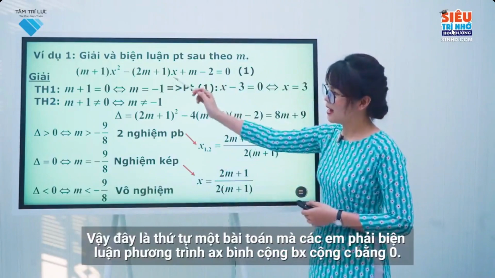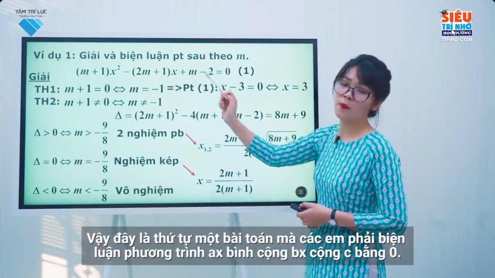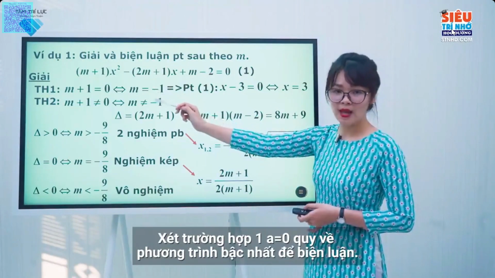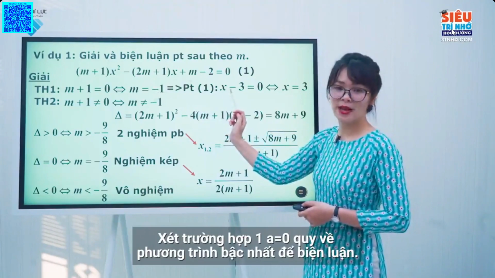So here are steps to discuss the equation ax squared plus bx plus c equals 0. Case 1, a equals 0, convert to a linear equation to discuss.